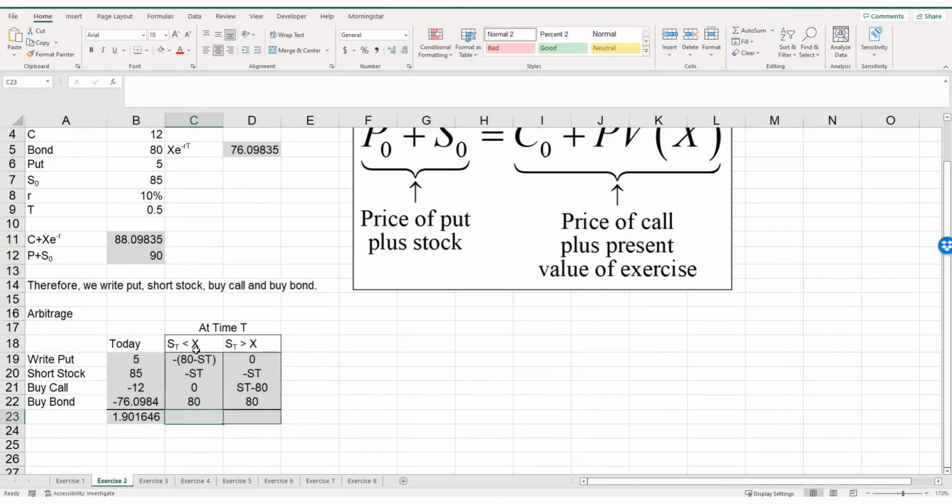And in the future, if stock price is less than the exercise price, adding all these together, you have negative 80 and positive 80 here cancel out. And here you have a positive ST and a negative ST cancel out. So you have 0 in a case when the stock price is less than the exercise price. When stock price is greater than the exercise price, you have negative ST here, positive ST here, so they cancel out, negative 80 and positive 80 cancel out. So you have 0.